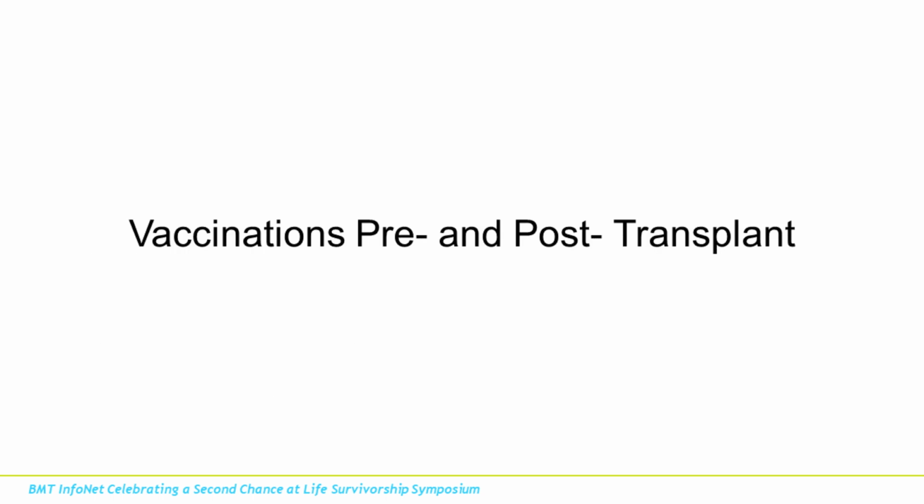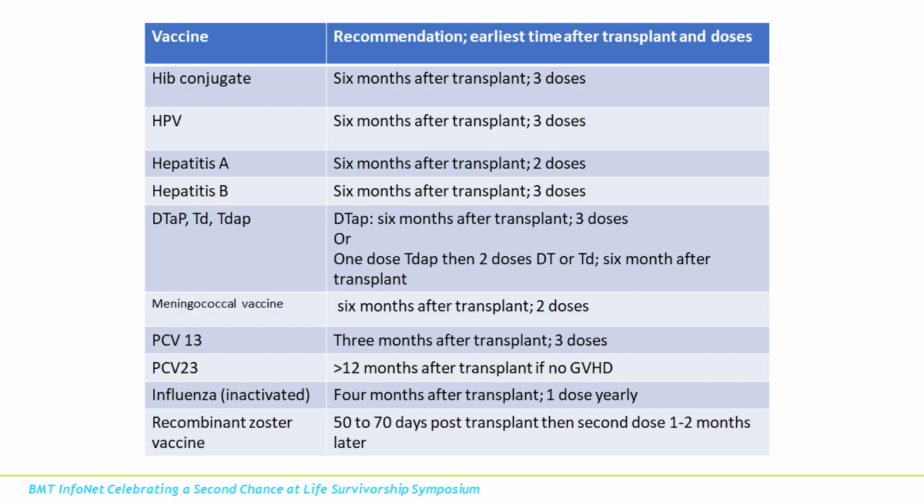So, vaccinations pre and post transplant. This is a list of transplants. As you can see, most of them you could give after 6 months. The pneumonia vaccine, the PCV13, you can do after 3 months, but the PCV23, which is a broader one, you will usually give 12 months after transplant. Influenza, you could give 4 months after transplant. However, during times of major epidemics or pandemics, it might be required to give it a little sooner. And the recombinant zoster vaccine, we want to do 50 to 70 days post-transplant, and then a second dose about 2 months later.